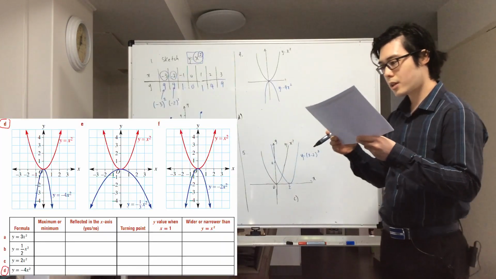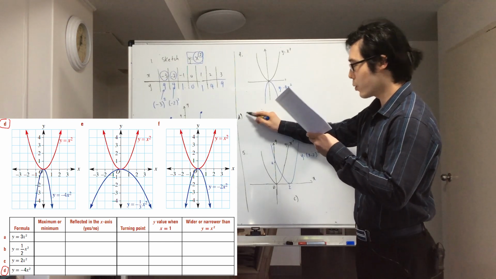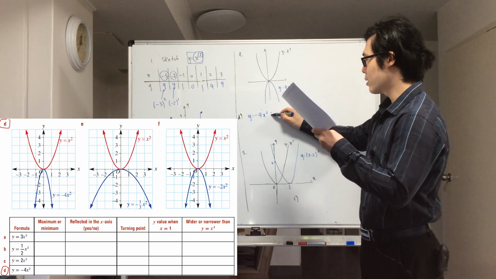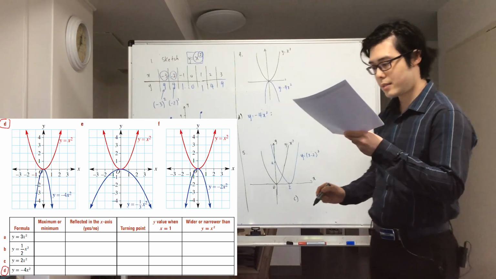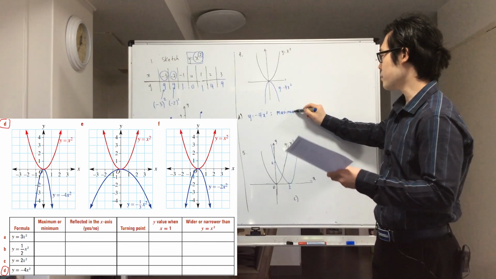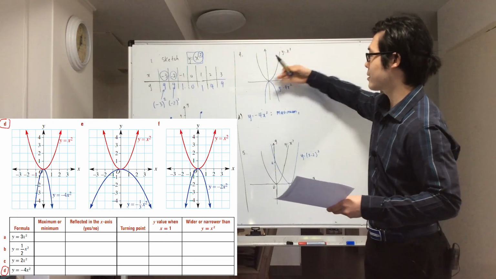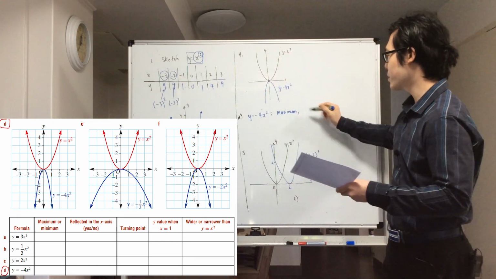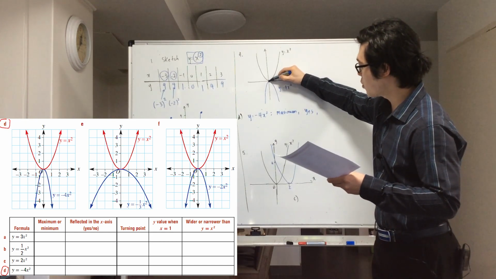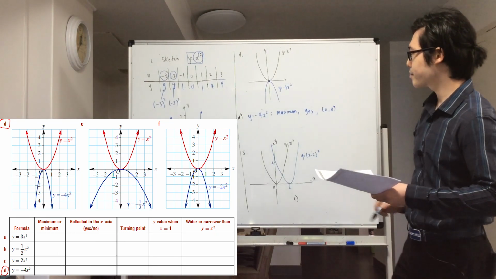Question 4 now. Copy and complete the table below for the following graphs. So for question 4D, we're looking at y equals to minus 4x squared. Let's have a look. Is this curve a maximum or a minimum? It's upside down, so it's a maximum, okay? Is it reflected in the x-axis? So compared with that, is that reflected in the x-axis? Yes, it is. It's flipped over. So yes, it is reflected. What's the turning point? The turning point is the peak of the curve, which is just the origin, okay? Because remember, that's 0.